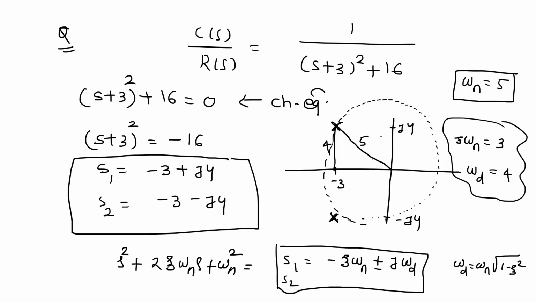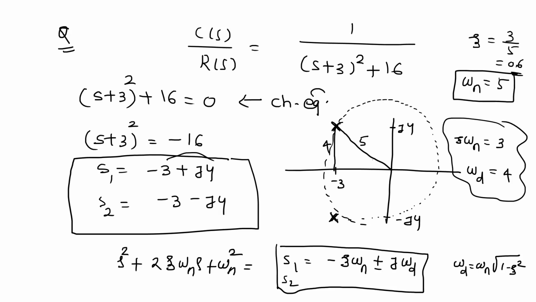That's why you can see directly that by solving this minus 3 plus j4, you can directly say that the hypotenuse will be 5. So omega n equal to 5. Omega n you know, zeta omega n you know, you find out zeta. Zeta is nothing but 3 by omega n, 3 by 5, 0.6. Zeta you can easily find out.